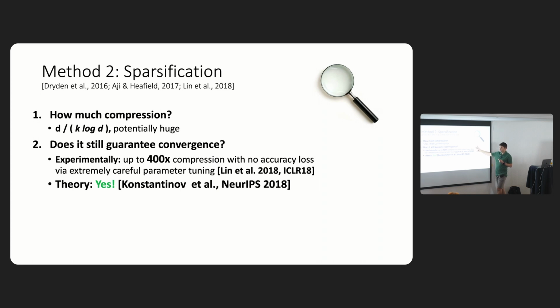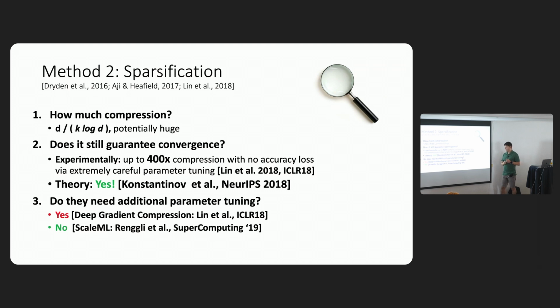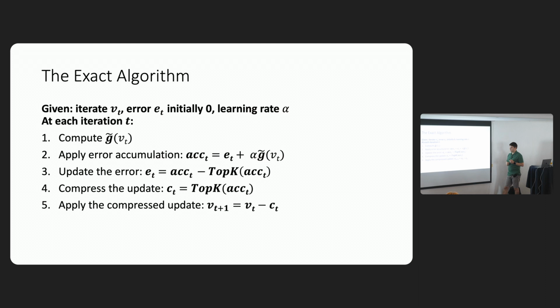Experimentally, we know that we can get up to 400x compression with no accuracy loss. But this paper, I think, required 1.5 years of hyperparameter tuning. They spent a long time to work out the learning rate and momentum and so on to actually make this work. There is some theory. This is a paper we wrote a while ago. As I said, this is not as general as it could be.